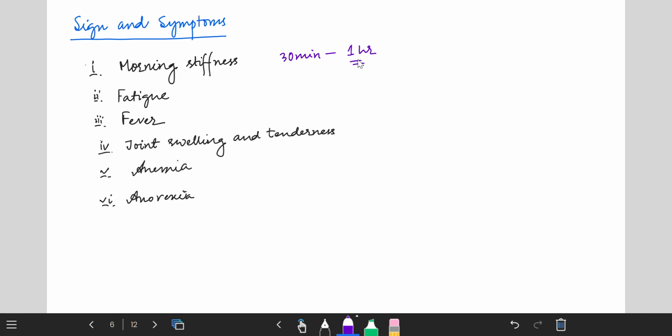The third one is fever, if there is any infection. The fourth one is joint swelling and tenderness. Swelling means accumulation of fluid, and tenderness here refers to pain, also known as arthralgia. The fifth one is anemia and the sixth one is anorexia. What do you understand by anorexia? Anorexia simply means loss of appetite.